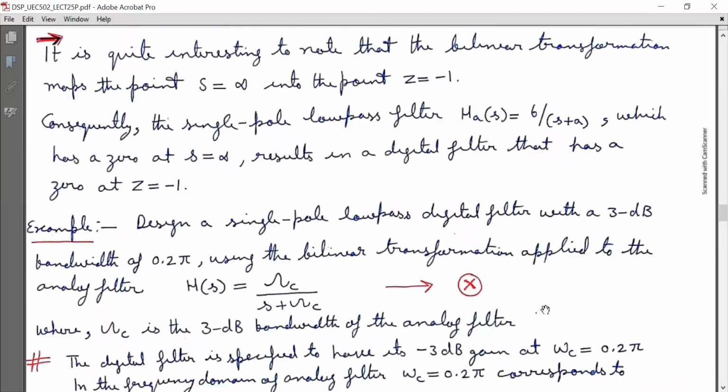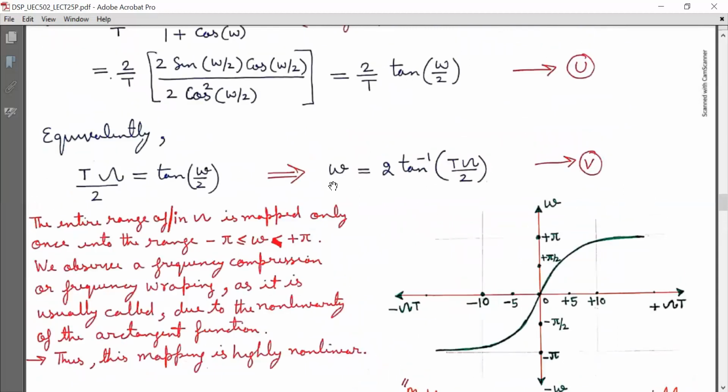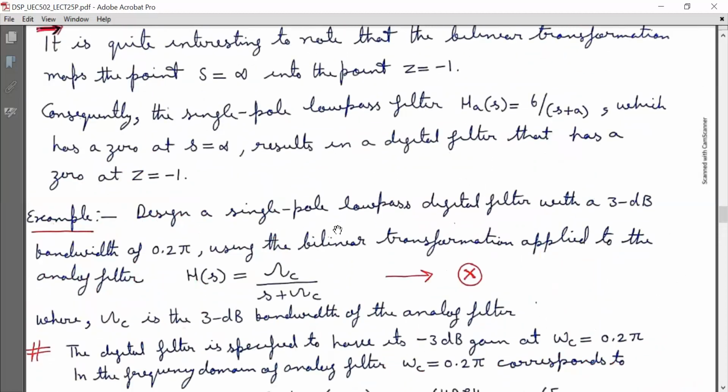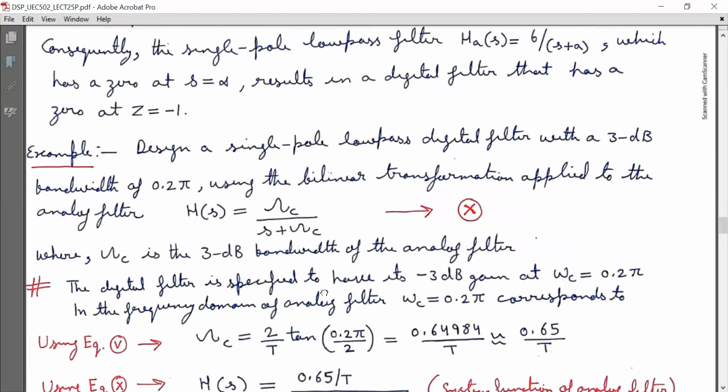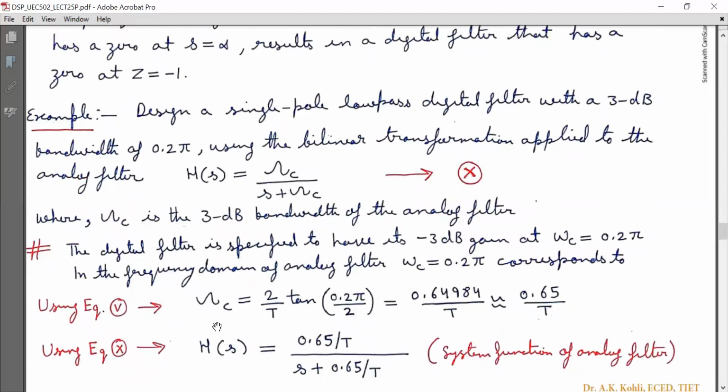Equation V, let's have a look at equation V. Now this is small omega equal to 2 tan inverse of T capital Omega by 2, and U is capital Omega equal to 2 by T tan of small omega by 2. So I'm using equation U. Now capital Omega_c is equal to 2 by capital T tan of small omega_c by 2, and that will give me capital Omega_c equal to 0.65 by capital T.